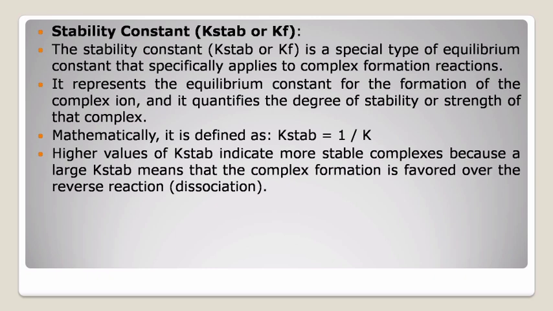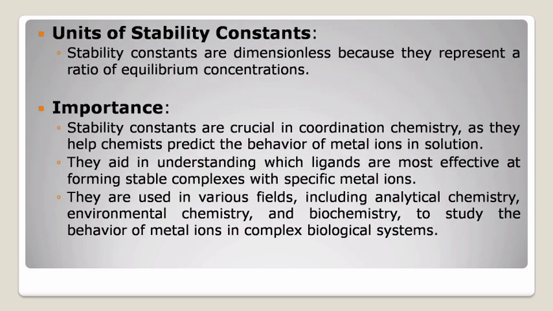Higher values of K-stab indicate more stable complexes because a large K-stab means that the complex formation is favored over the reverse reaction, dissociation. Fourth, units of stability constants. Stability constants are dimensionless because they represent a ratio of equilibrium concentrations. Fifth, importance. Stability constants are crucial in coordination chemistry, as they help chemists predict the behavior of metal ions in solution. They aid in understanding which ligands are most effective at forming stable complexes with specific metal ions.